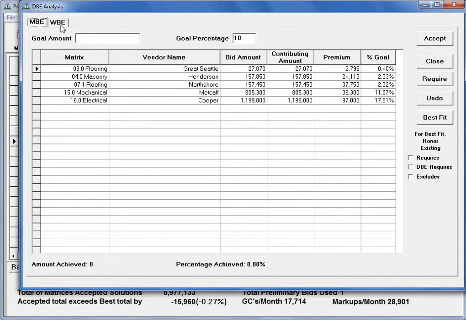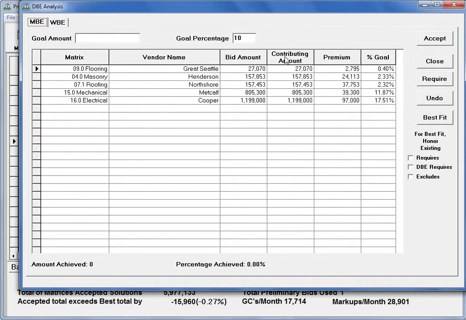What the software has done by starting the bid analysis window for DBE analysis is to assemble the different minority business enterprise bids from the different matrices and give me detailed information about them so I can make a qualified decision. There are probably 25 matrices in this bid file, and there are 5 qualifying minority business enterprise contractors, each coming from a different matrix in the bid file. The matrix is identified, the vendor's name is identified, their bid amount, their contributing amount.